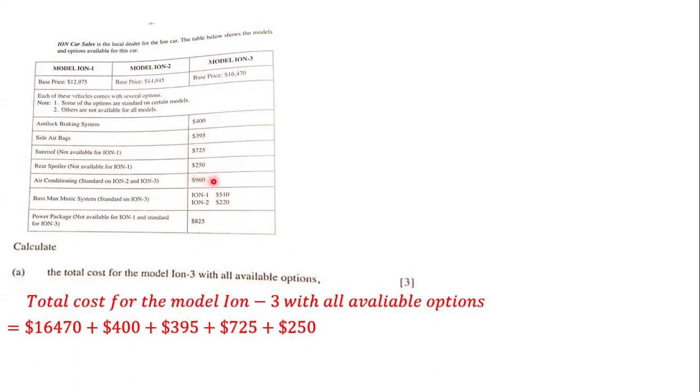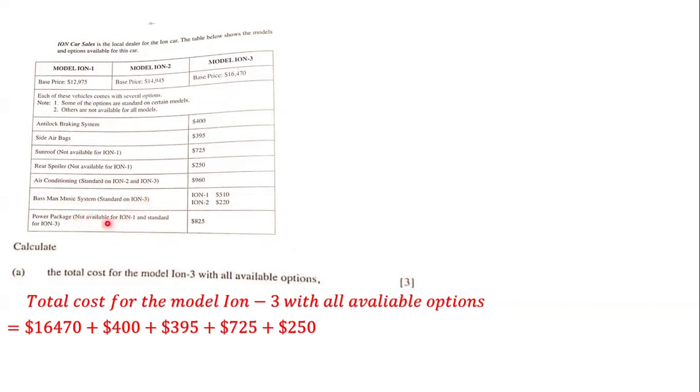Now, we do not have to add $960 because that is standard. Air conditioning comes standard on Ion 3 and also on Ion 2, but on Ion 3 it's standard. And we do not have to pay for a Bassman music system because that comes standard on Ion 3, so we already have it.